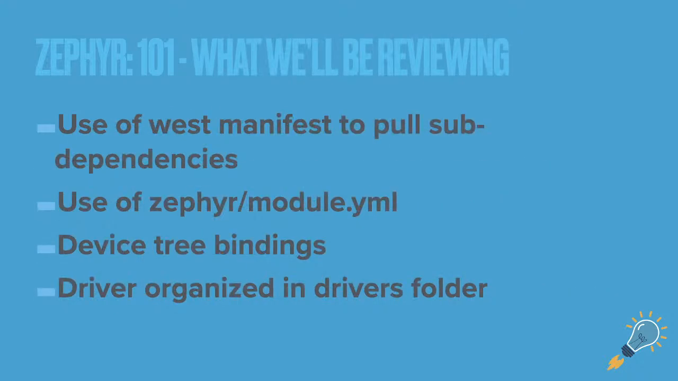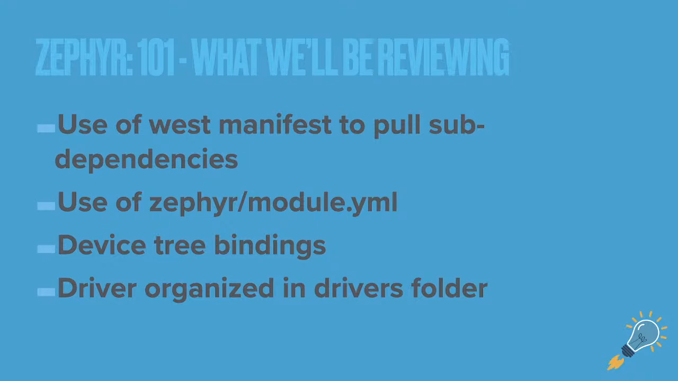What we'll be reviewing quickly is that not only can you use a West manifest to pull dependencies for your main project, but you can also use it to pull dependencies for a module, which is awesome. What's also very important for defining any type of module is creating a Zephyr folder, and within it a module.yaml.